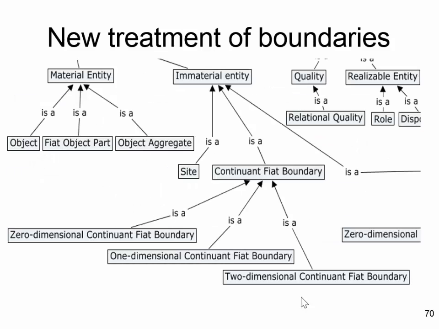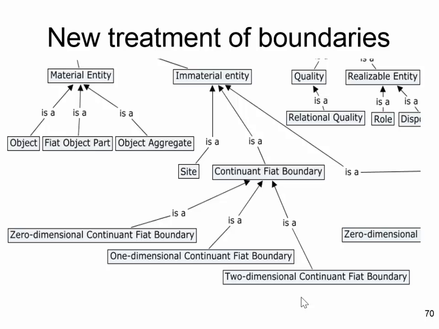Now, in the original BFO 1.0, 1.1, we had two kinds of boundaries, fiat boundaries and physical boundaries, or bona fide boundaries. In the new 2.0, we have decided only to allow fiat boundaries. And I will explain what this means now.